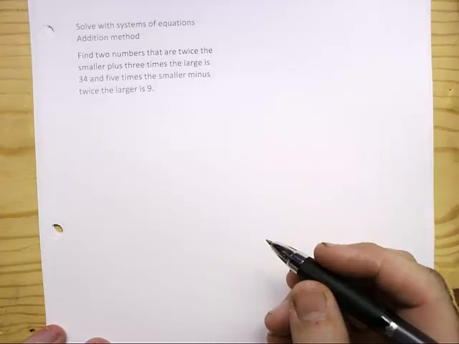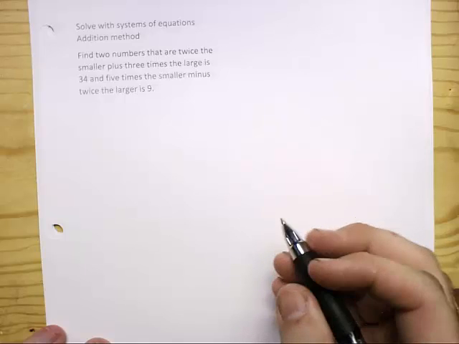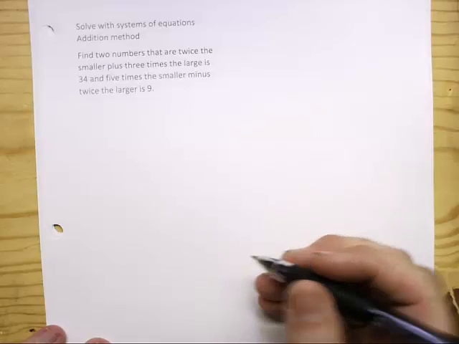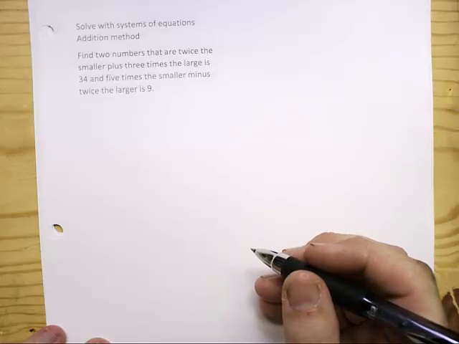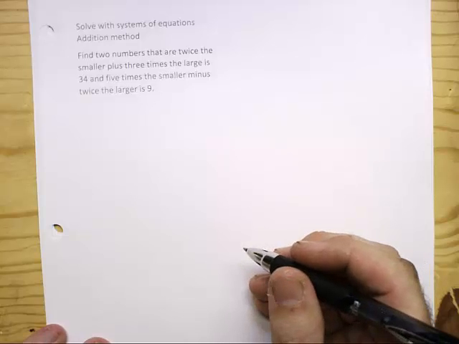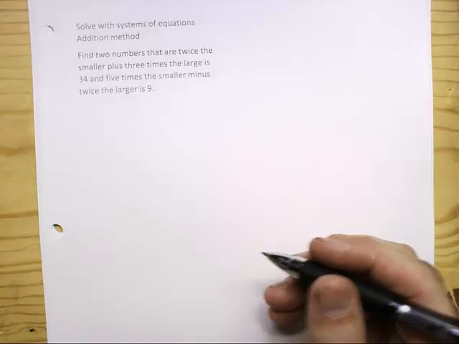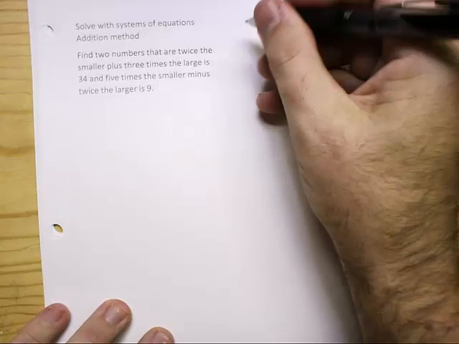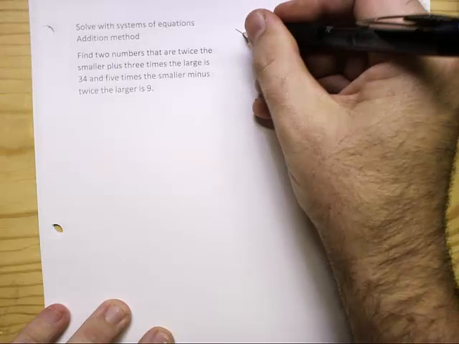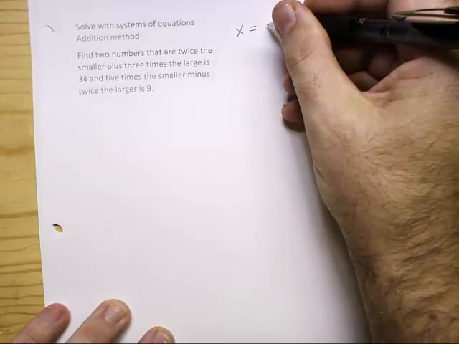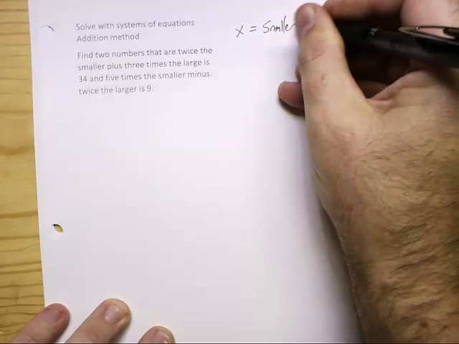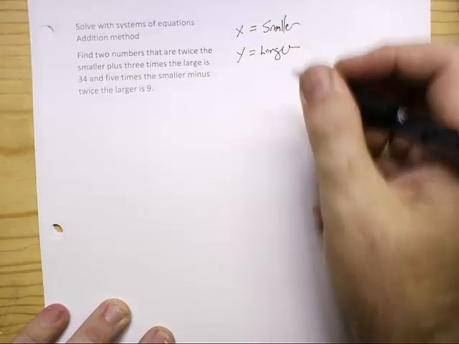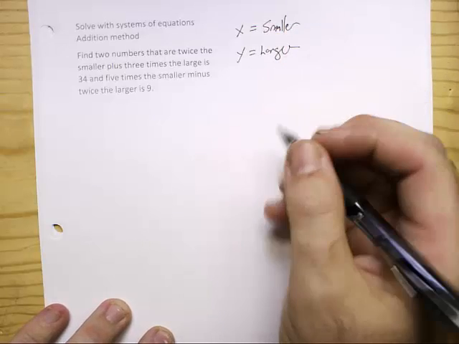Find two numbers such that twice the smaller plus 3 times the larger is 34, and 5 times the smaller minus twice the larger is 9. So first we're going to start by writing out that x is going to be the smaller, and we're going to choose y as the larger, and we're going to deconstruct this sentence a little bit.